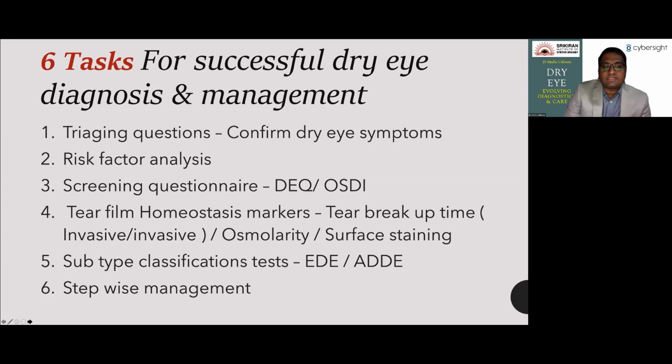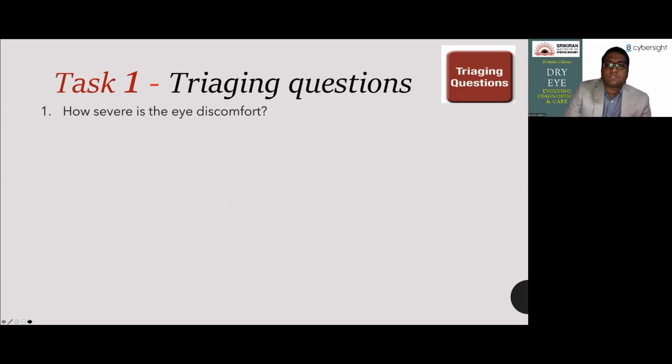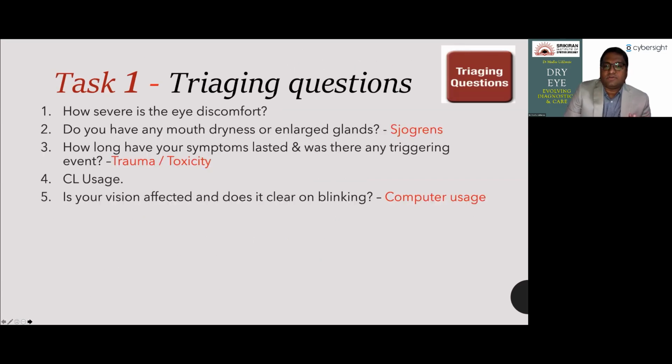The fifth thing is subtype classification, where you want to know whether this is because of aqueous deficiency or an evaporative cause, where we do some more tests. In these tests also, luckily, you need not depend on high-end equipment. I'll explain that in detail in the coming slides. And the final step is, once you know which kind of dry eye it is, you treat it accordingly.